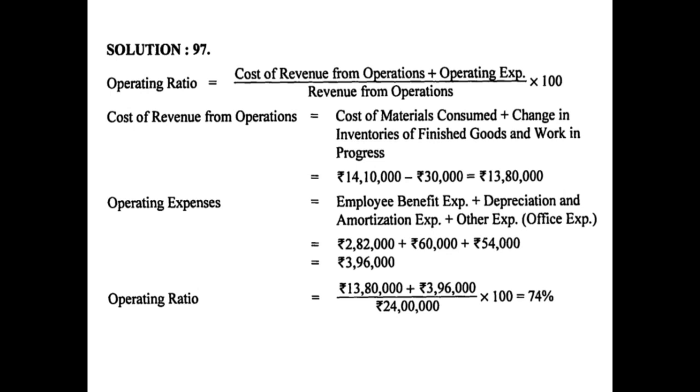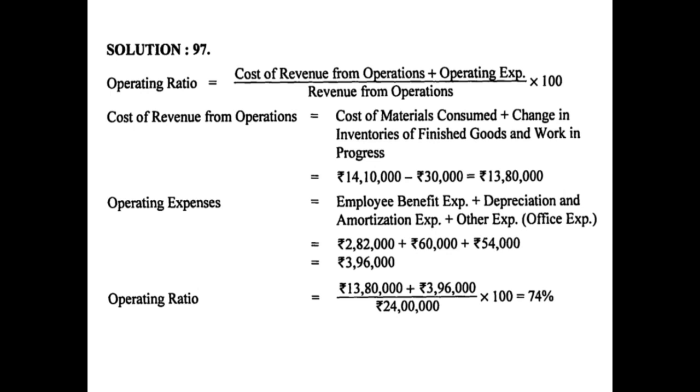Then since we have to add change in inventories of finished goods and work in progress, in the question it is given that change in inventories of finished goods and work in progress is negative 30,000. So when we add a negative amount, plus minus becomes minus. So 14 lakh 10,000 minus 30,000 will give you 13 lakh 80,000 as the cost of revenue from operations.